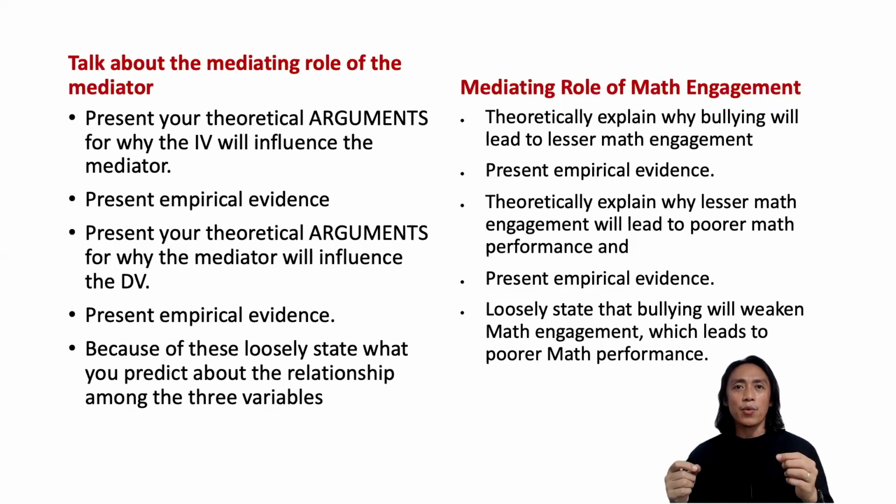But in summary, when we say argument, this is your attempt to explain and convince your reader that your prediction that the relationship of the IV to the mediator is indeed what you say it is. So in this case, I need to theoretically explain why bullying will lead to lesser math engagement. So that is the question. Why would the experience of bullying, if I'm a student, lead me to be less engaged in mathematics?